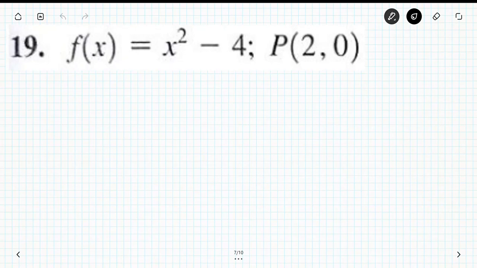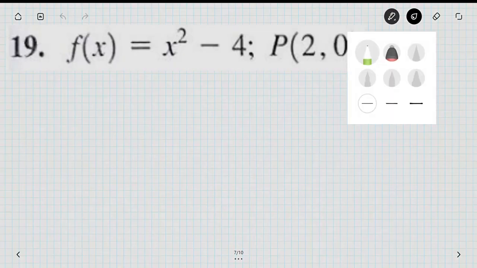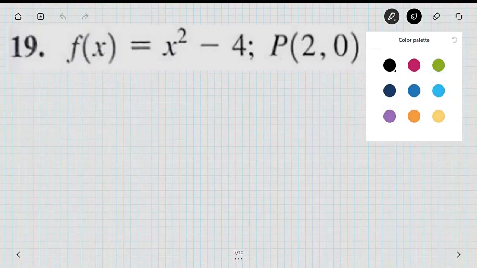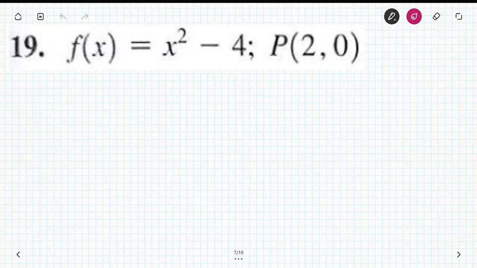Okay, so now that you've gotten a little bit of background into what the formal definition of the derivative is, we're going to go ahead and move on with an example, right? So here we have a function which is f of x equals x squared minus 4, all right?